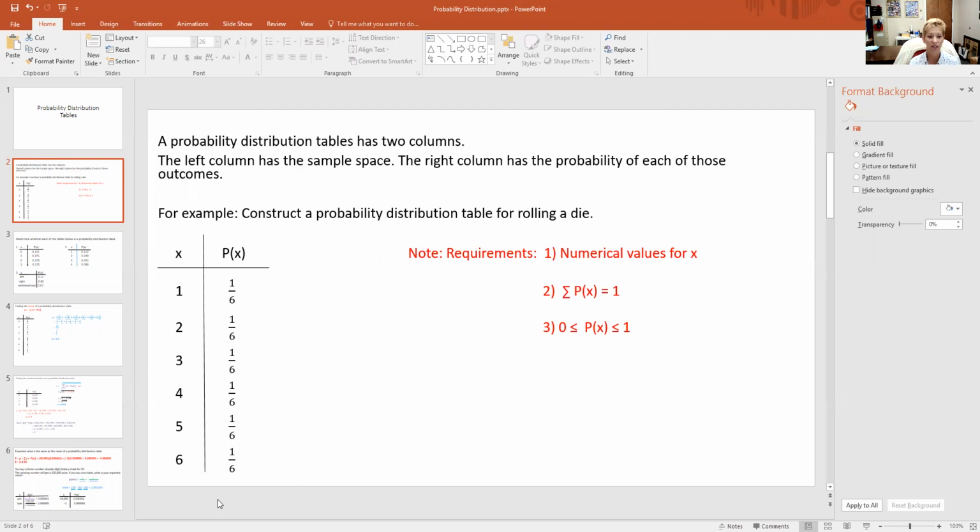Now, these probabilities will not always be the same number on every problem. They're just the same on this problem, because when you're rolling a die, you have the same chance of getting any one of those numbers, those integers from 1 to 6.